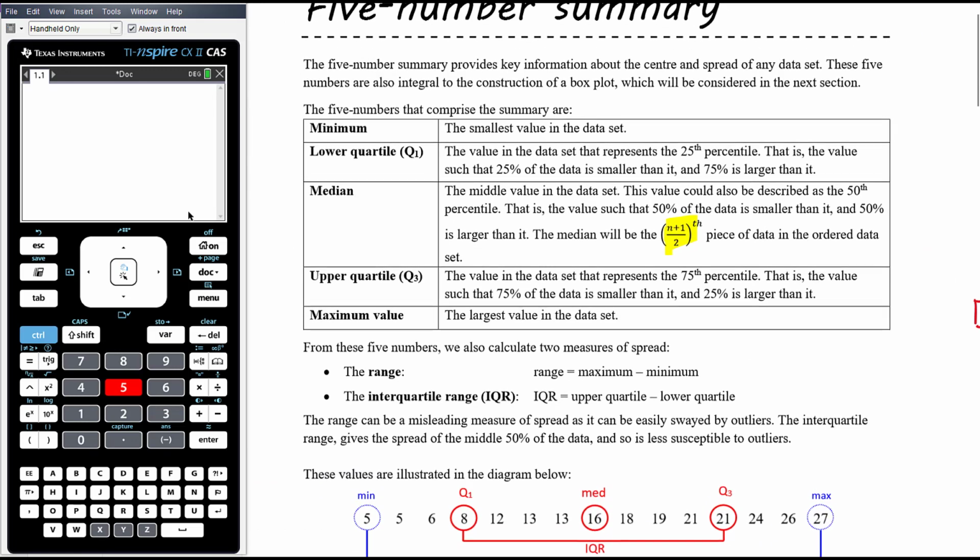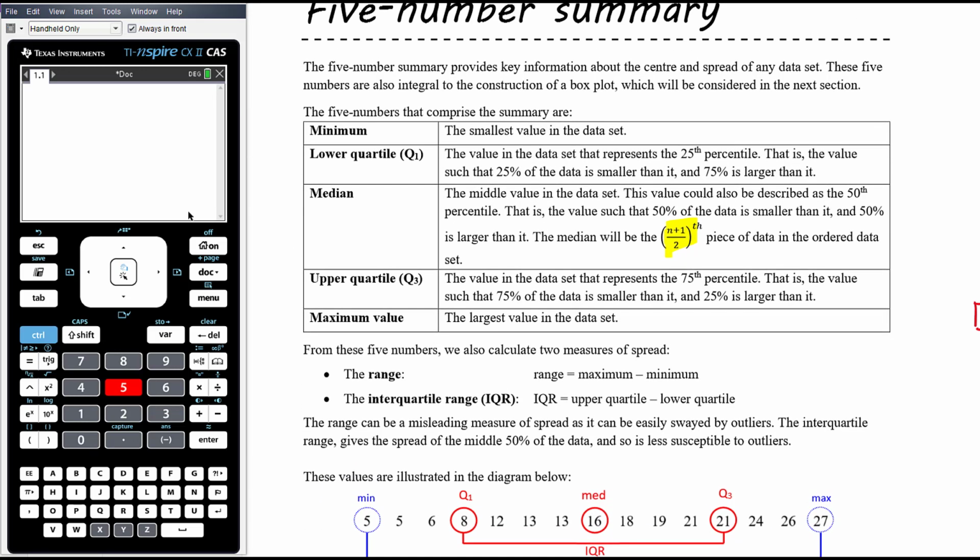Okay, so the lower quartile represents what we call the 25th percentile, and that's the value where 25% of the data is smaller than it and 75% of the data is larger than it. The median can also be called the 50th percentile, and that means that 50% of the data is smaller than that value and 50% of the data is larger than that value.